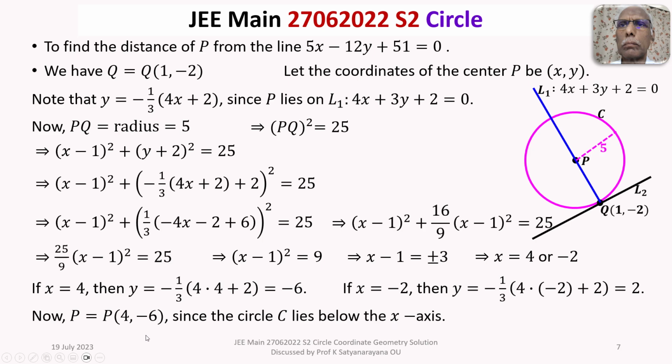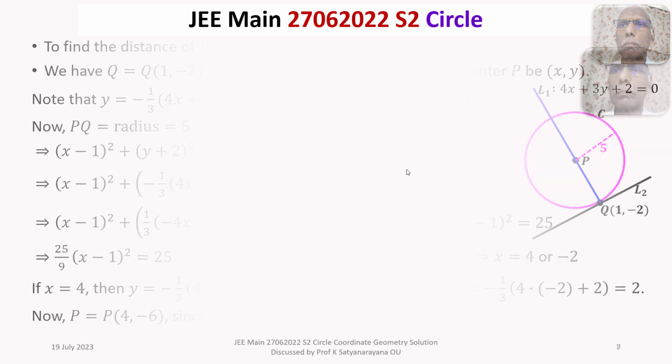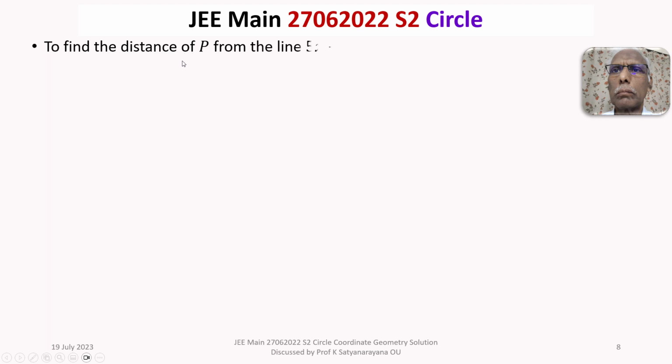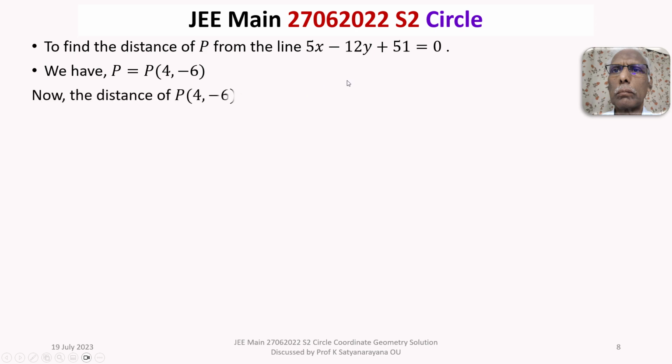Now we have the coordinates of P, and we are given a line 5x minus 12y plus 51 is equal to 0. The distance of P from the line can be found using the perpendicular distance formula. Agreed. So to find the distance of P from this line, 5x minus 12y plus 51 is equal to 0, and P has the coordinates 4 comma minus 6, we use the perpendicular distance formula.